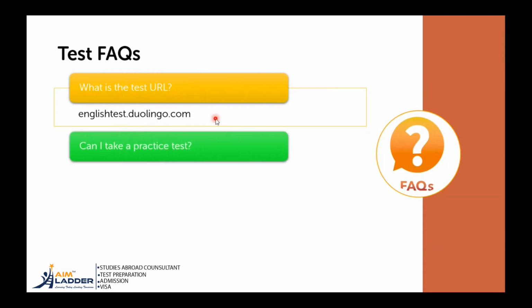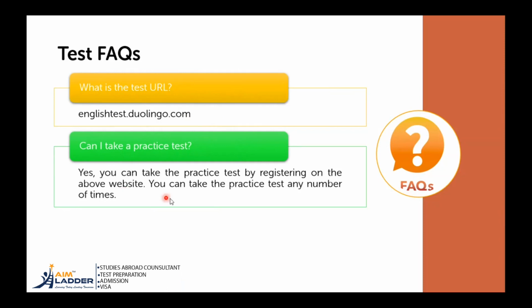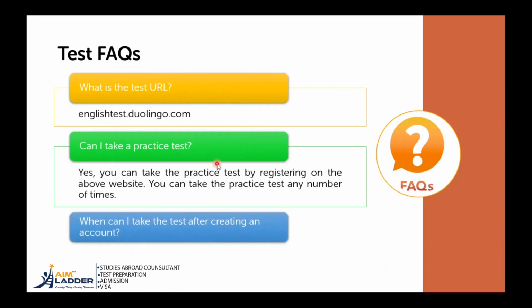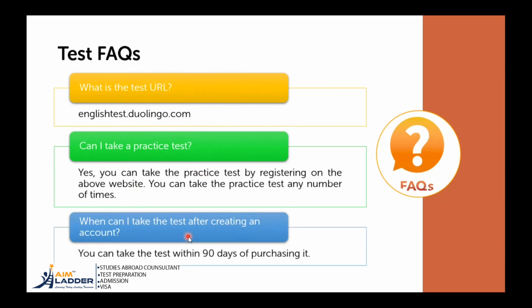Next, then, can I take a practice test? As you've already seen, you can take a practice test by registering on this website, and you can take the test any number of times. So there's no limit on the number of attempts that you get for this practice test. When can I take the test? After creating an account, there's no barrier here. But once you purchase your test, you have to appear for the test within 90 days after purchasing it, not after creating an account, but after purchasing your test, you have to appear within 90 days. So this is important to know.